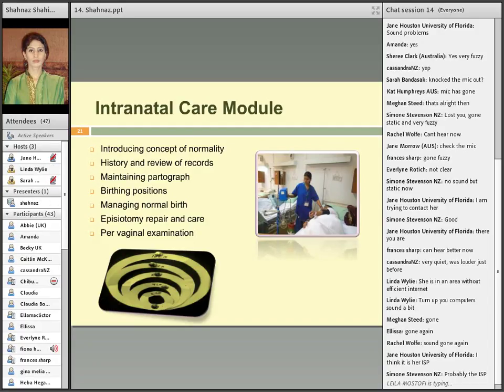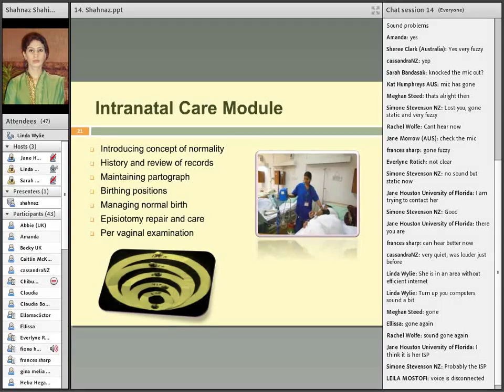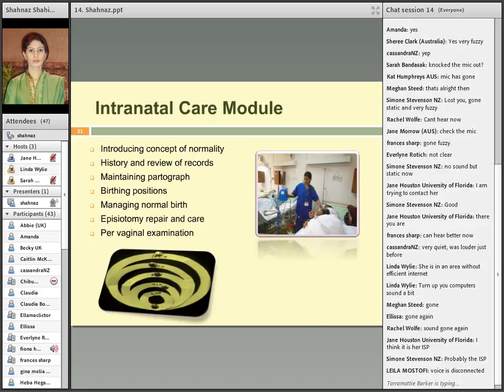I can hear you, but there's interference as well, and you're very faint. None of your clothes are touching the mic or anything like that? No. The mic is still just near your mouth? Yes. Right, okay. I think everybody will have to turn up their volumes on their computers a little bit. It might well be your internet. No, still very faint. Would you like to try turning your mic off and then on again? Okay.